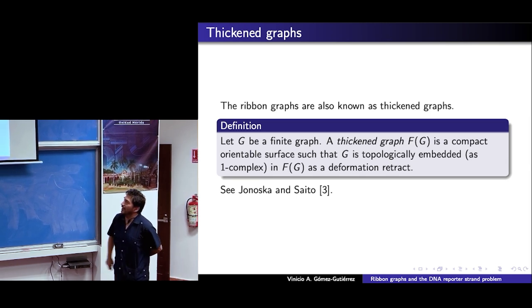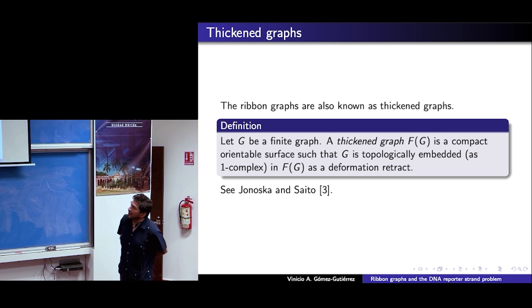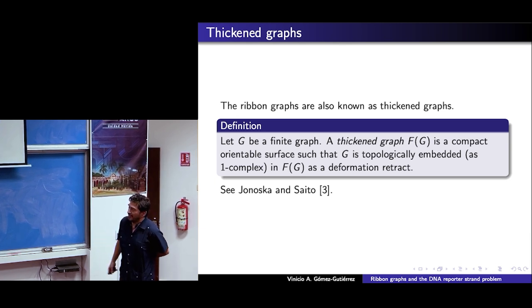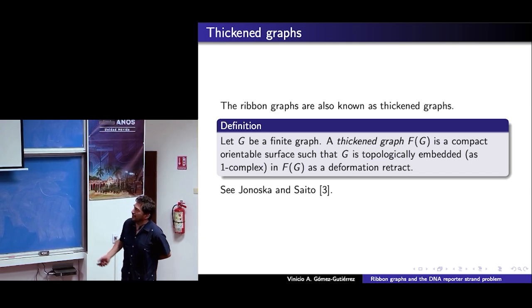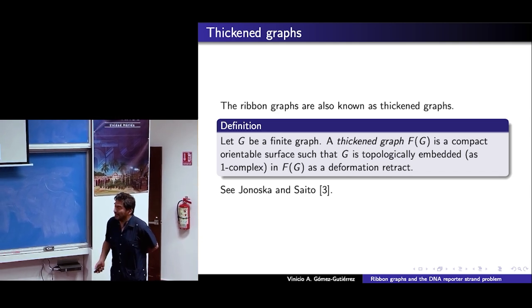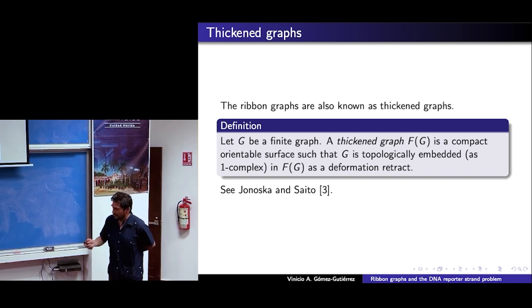Ribbon graphs are also known as thickened graphs. Let G be a finite graph. A thickened graph is a compact orientable surface such that G is topologically embedded as one complex, as a deformation retract.